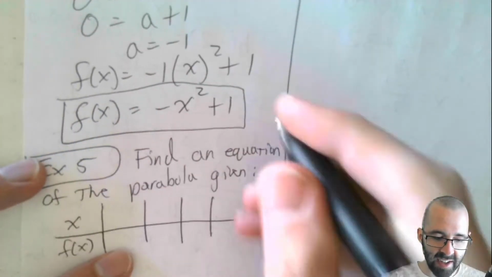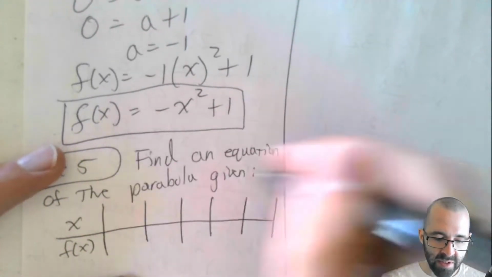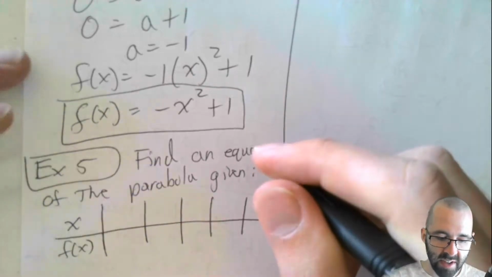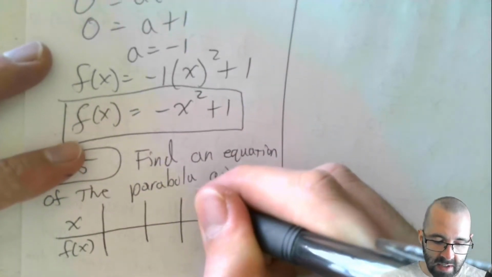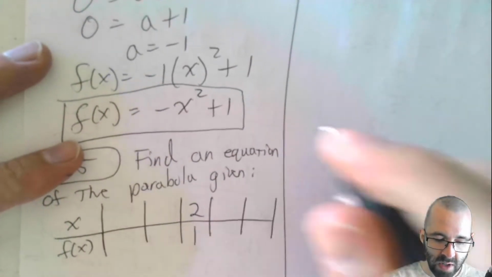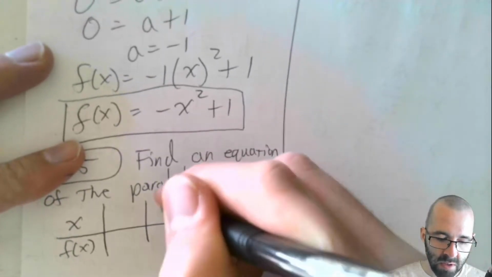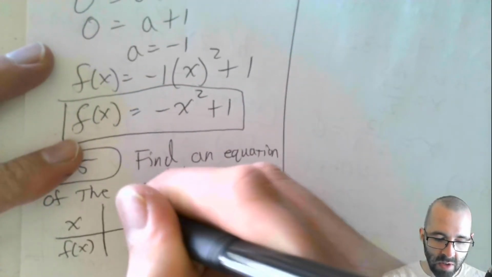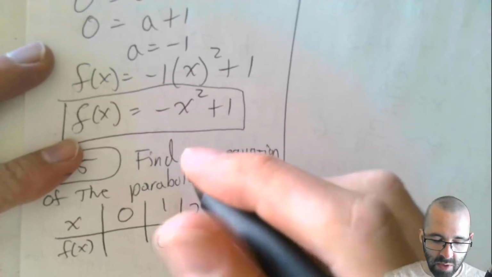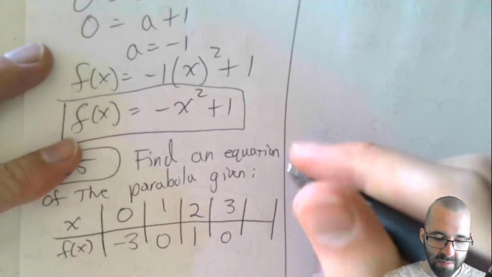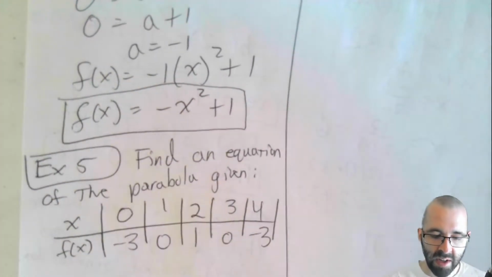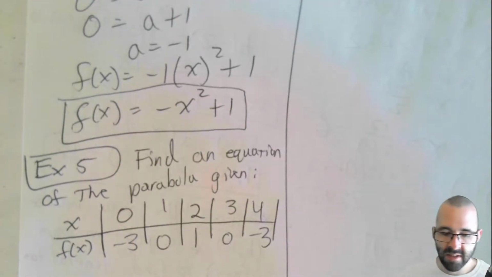Anyways, we got this parabola, and given x's and y's, just like in the book. Let's say that there's (2, 1), (3, 0), (1, 0), (0, -3), or -3. And you're asked a couple questions about this. You want to find the equation of the parabola here.